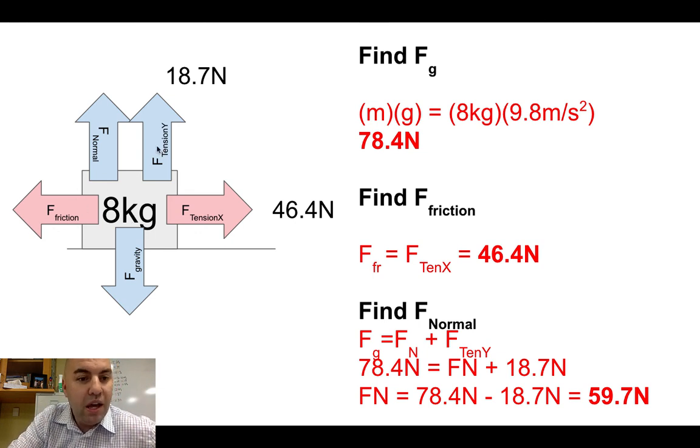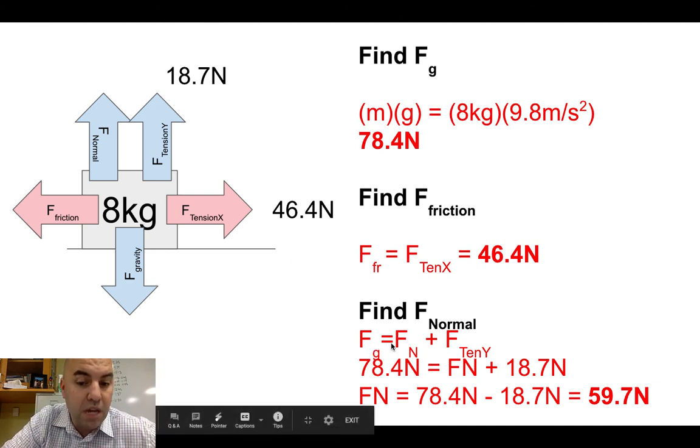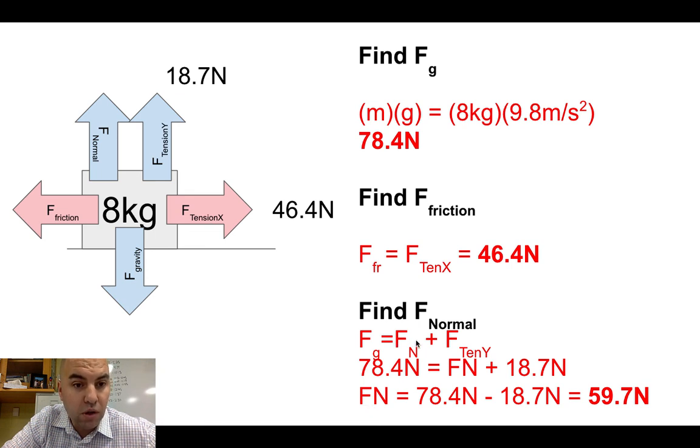I would say the most difficult one is trying to figure out this stuff. Well, what you have to understand is that the forces going down equal the forces going up. So I can rewrite that as saying the force of gravity is going to be equal to the normal force plus the force of tension in the y. Hopefully that makes sense. These two added together equals this one. So now I just start plugging things in.